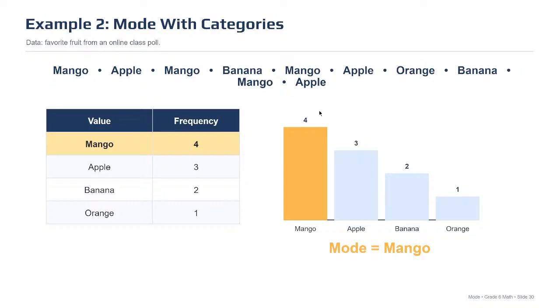So mango has the greatest frequency. It is repeated 4 times. And the mode equals mango, even though it doesn't really have a number. You shouldn't say the mode is equal to 4. The mode is equal to mango.